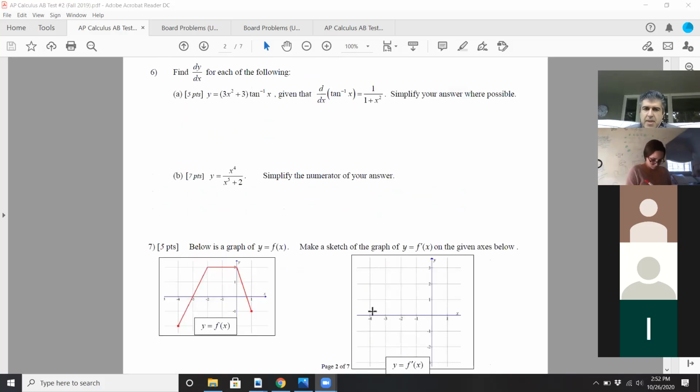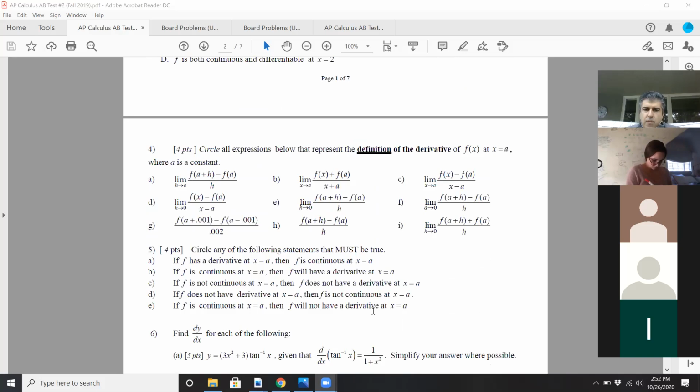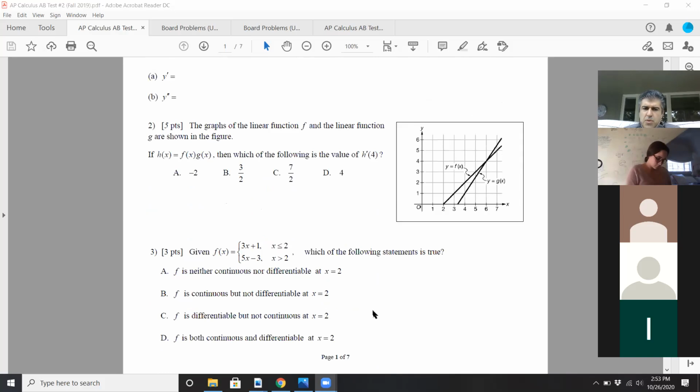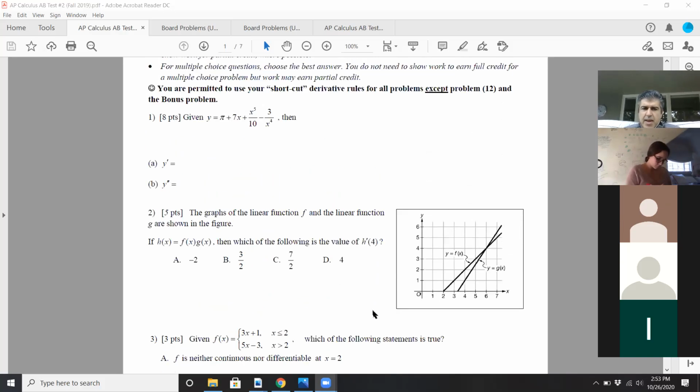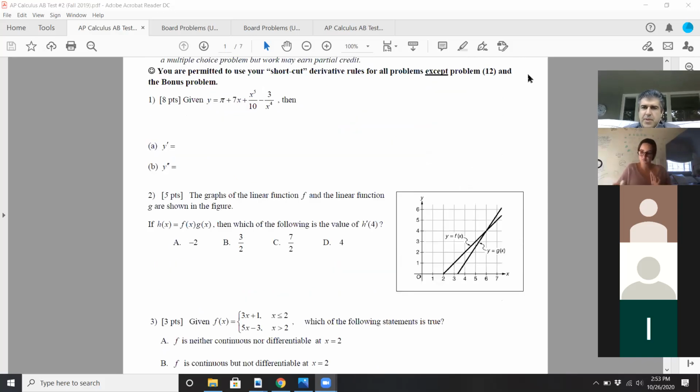7 is kind of the same thing. 6 we talked about. 5 is kind of conceptual. 4 is kind of knowing how to recognize limit definitions of a derivative. 3 is, again, kind of conceptual, and of course plug in, find left and right hand limits, left and right hand derivatives, working that out. 1 and 2 are kind of cool questions, but let's see what is in the chat.